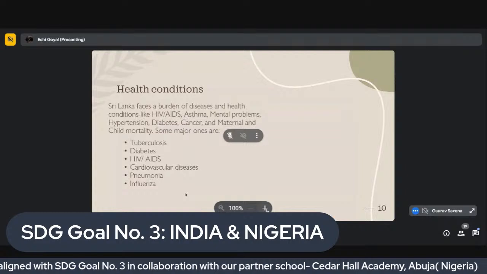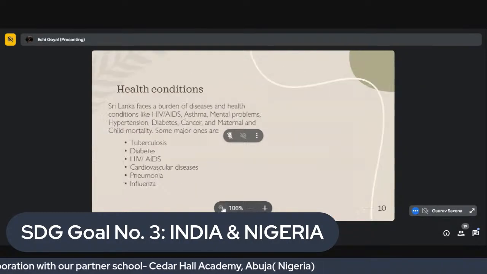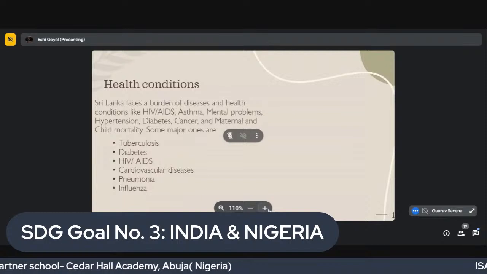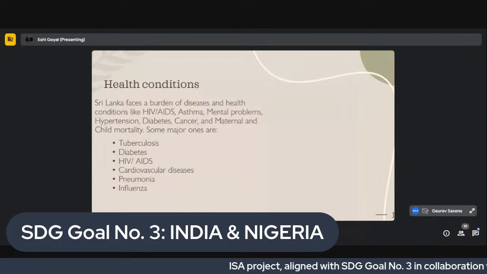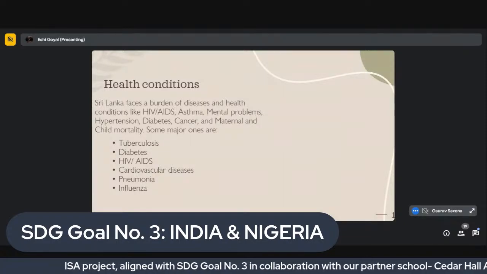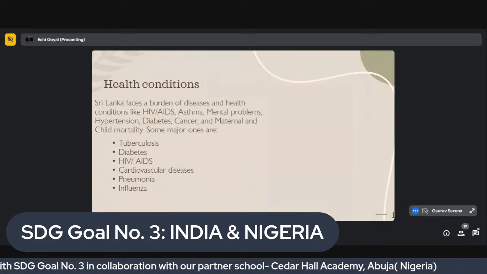HIV, AIDS, asthma, mental problems, hypertension, diabetes, cancer, and maternal and child mortality. Some major ones are tuberculosis, diabetes, HIV, AIDS, cardiovascular diseases, pneumonia, and influenza.